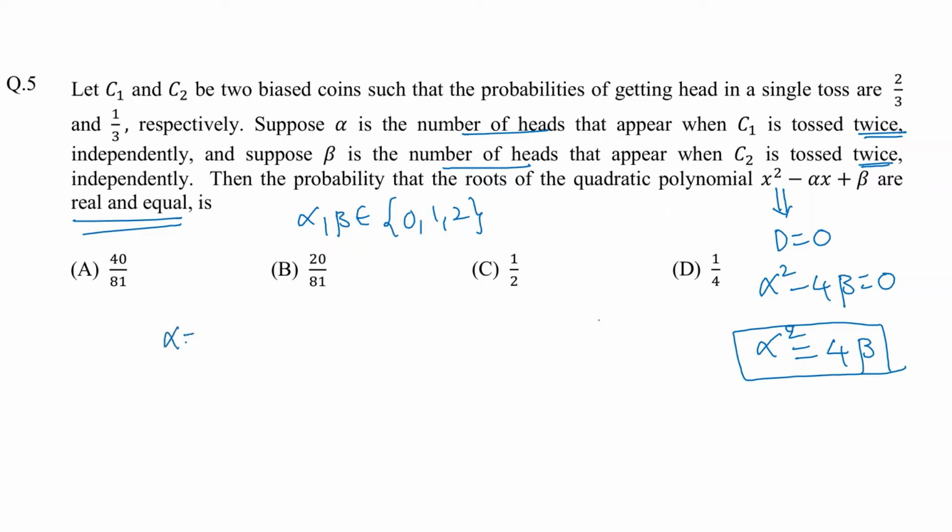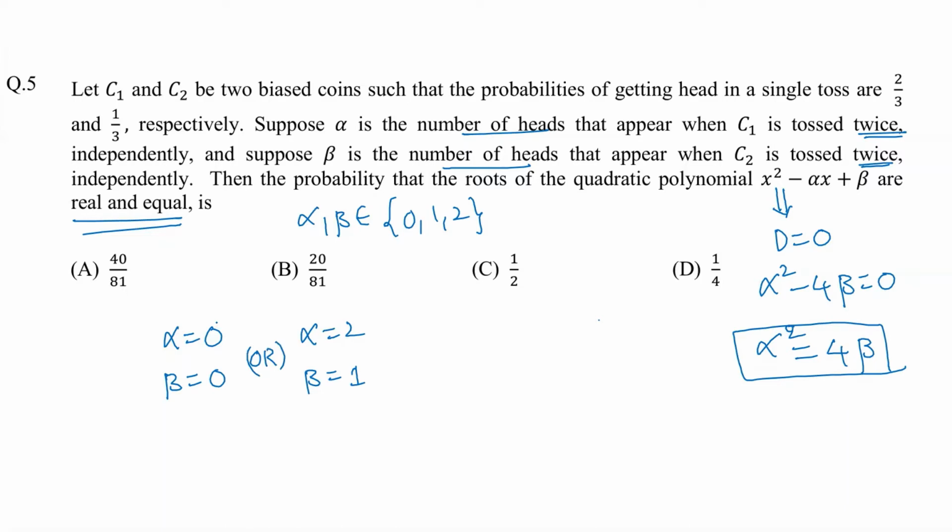For example, if I take alpha equal to 0, then automatically we are going to get beta equal to 0. But if I take alpha equal to 1, we are going to get beta equal to 1 by 4, which is not possible. And again, if I take alpha equal to 2, then that will be 4 equal to 4 beta, we are going to get beta equal to 1. So these are the only two possibilities for the values of alpha and beta.